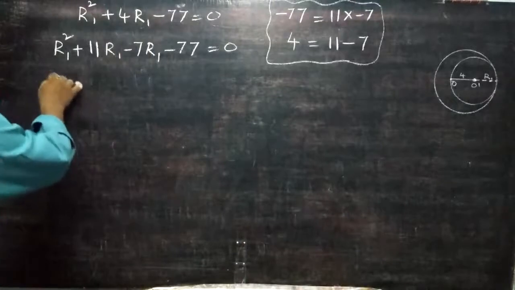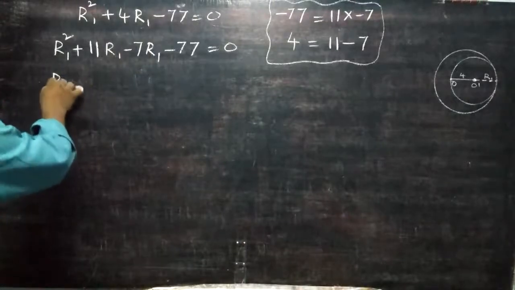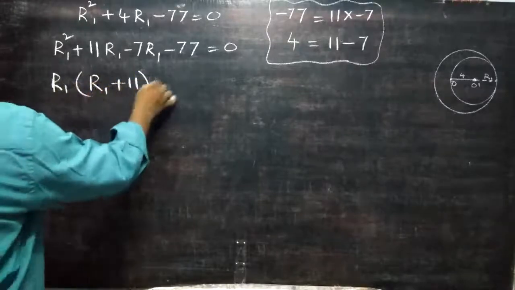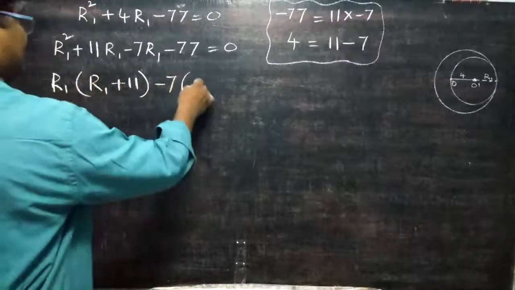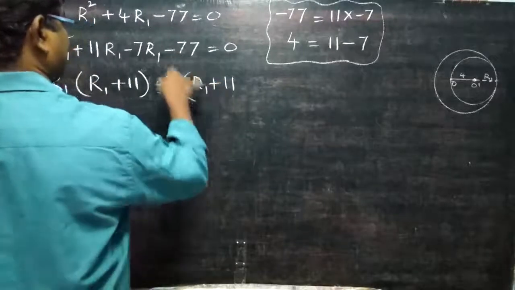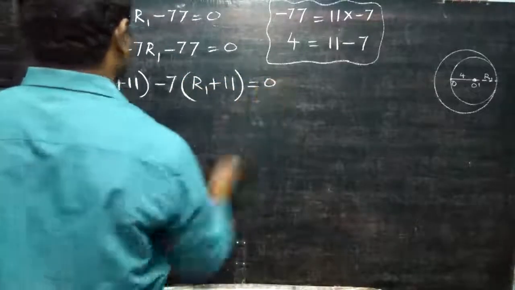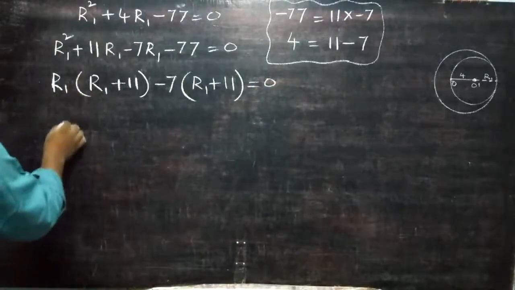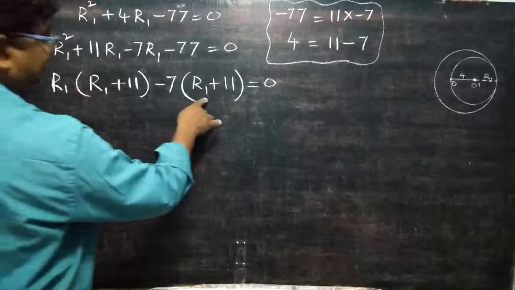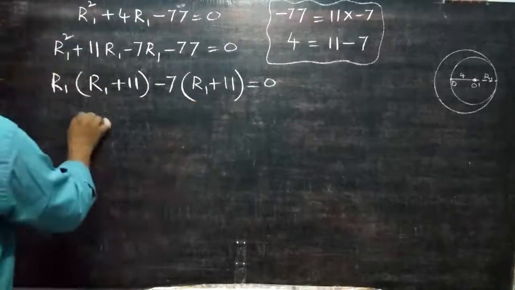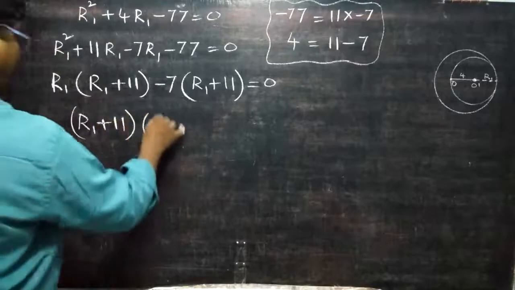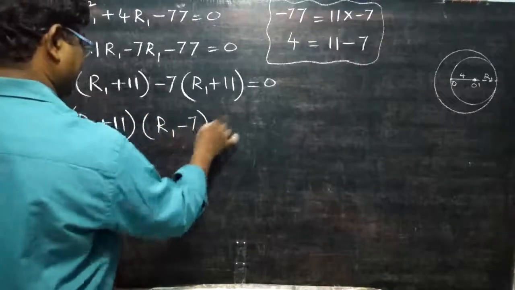Now taking R1 common, when you are taking common, R1 plus 11 and R1 minus 7, because minus into plus is minus, the opposite signs, 0. Now in the first term R1 plus 11 is there, in the second term also R1 plus 11 is there. So R1 plus 11 into R1 minus 7 is equal to 0.